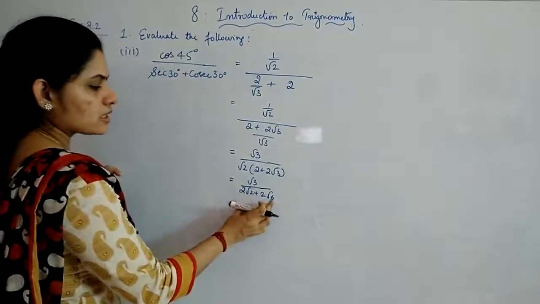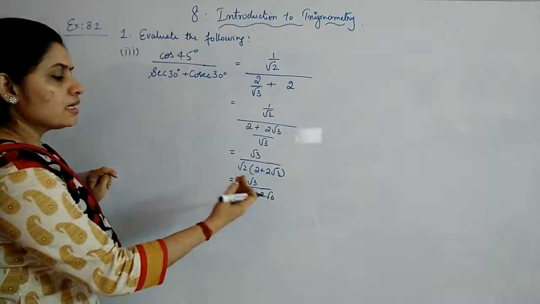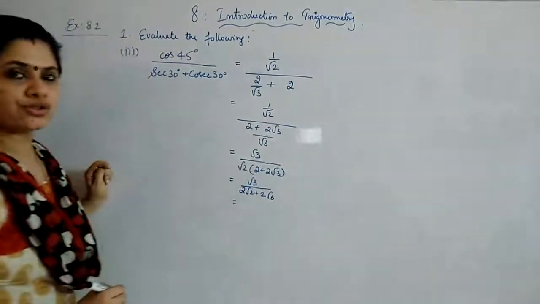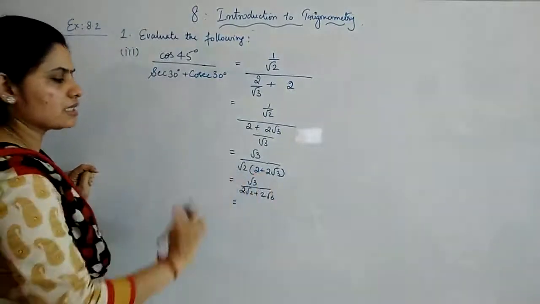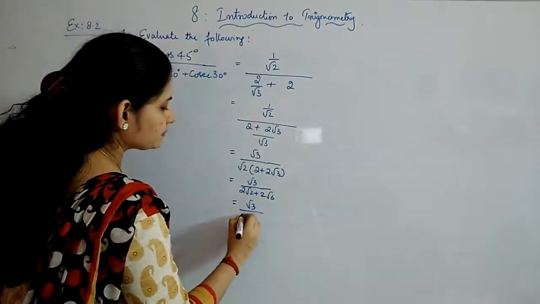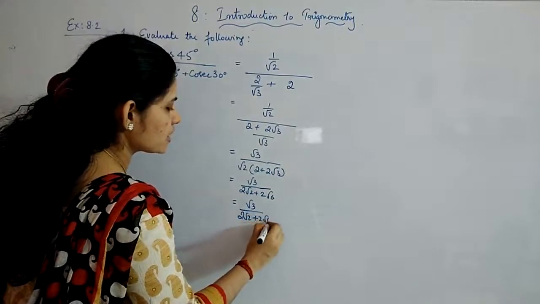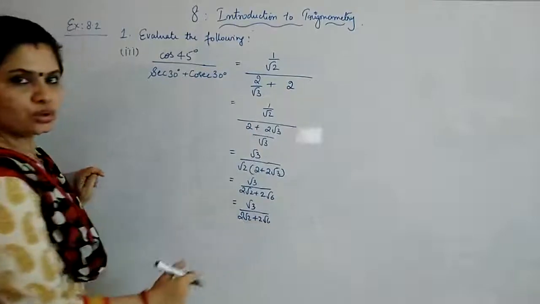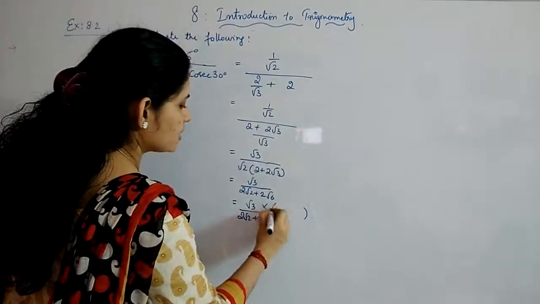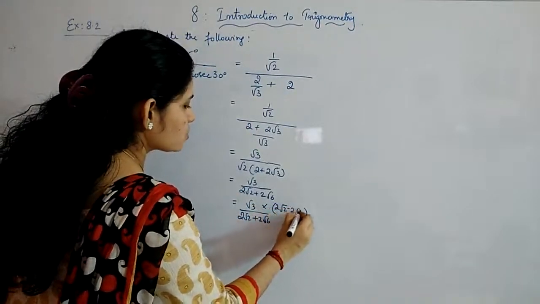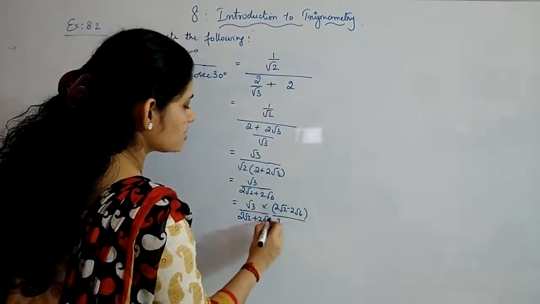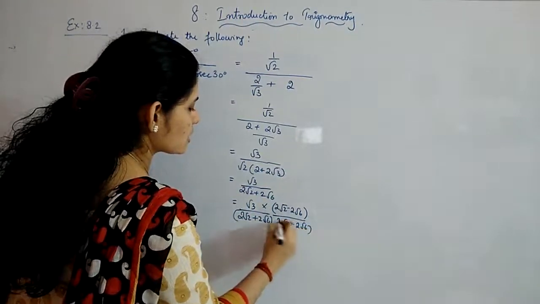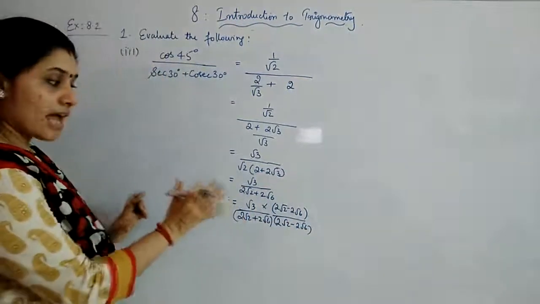Now in order to rationalize the denominator, as a rational number, we are just taking the conjugate of the denominator, multiplying and dividing with it. So root 3 by 2 root 2 plus 2 root 6. What is the conjugate of the denominator? 2 root 2 minus 2 root 6. So we are just multiplying and dividing with the same number, 2 root 2 minus 2 root 6, so that the term's value is not changing.